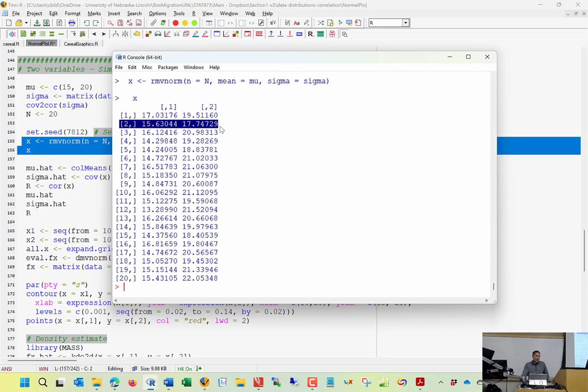My next observed value of x, you could call this the x2 vector, will be 15.6 and 17.7. The x3 vector, 16.1, 20.99, or 98. Okay. Now, what if I ran that exact same code again? Notice I got something different.